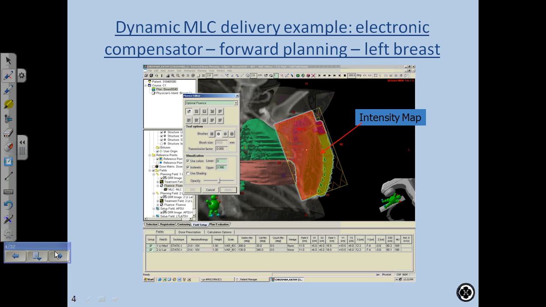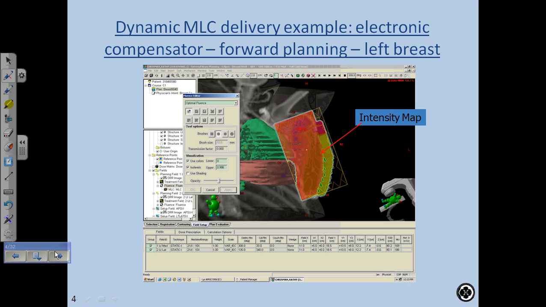Okay, so it calculates what the fluence should be to deliver an even radiation inside the breast. That's how the electronic compensator algorithm works. Now, once you look at that, you then have the ability.